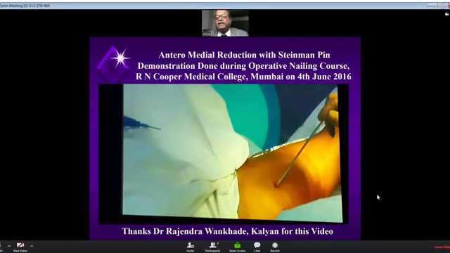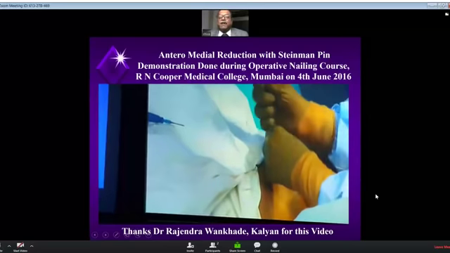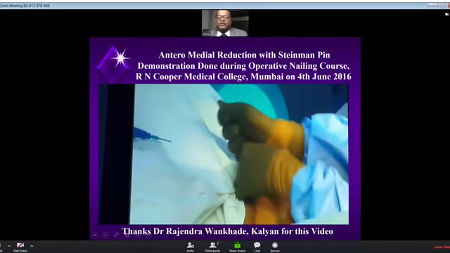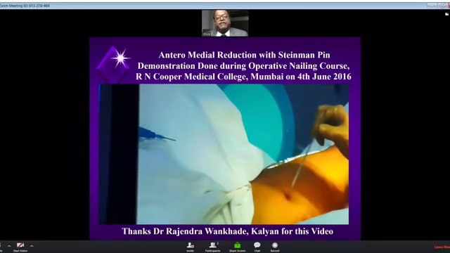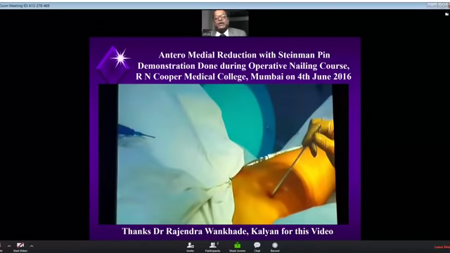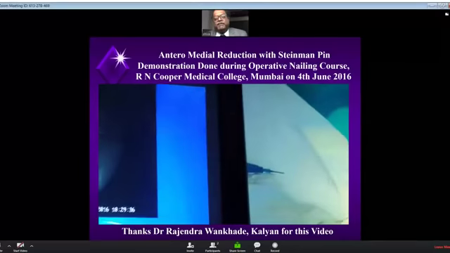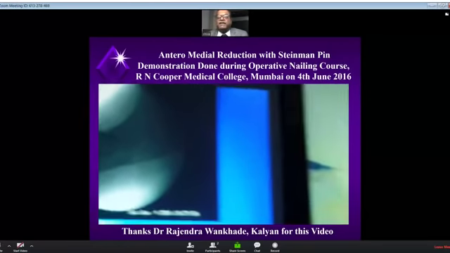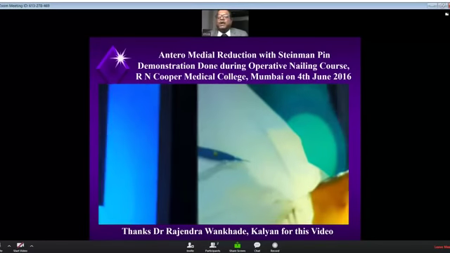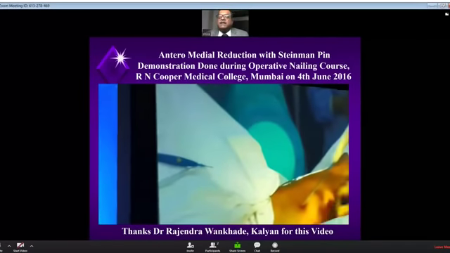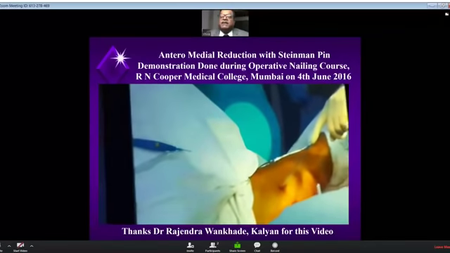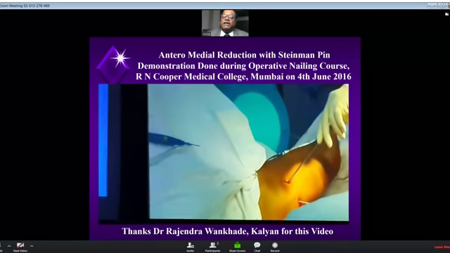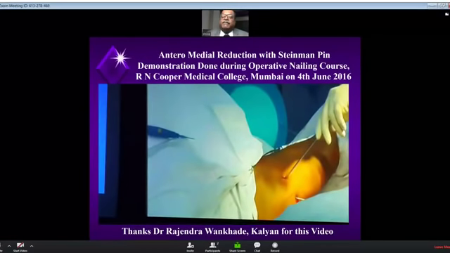Once the Steinman pin is inserted into the fracture site, I just elevate the depressed fragment. So sometimes the neck is depressed, sometimes the shaft is depressed, whatever is depressed. So you have to push the Steinman pin toward the patient or pull the Steinman pin, as in this case, towards you. That will cause lifting of the neck properly. Once it is aligned, you can see that immediately my assistant, rather I have put the Steinman pin here and I am taking the K-wire and fixing the fracture.